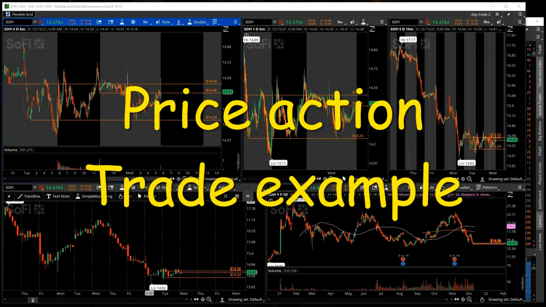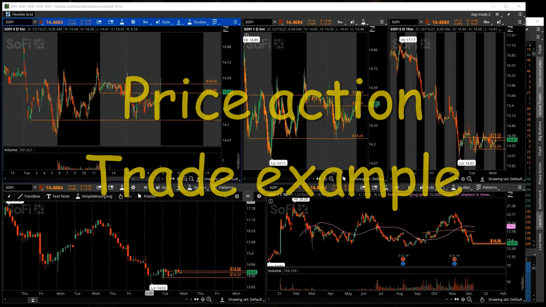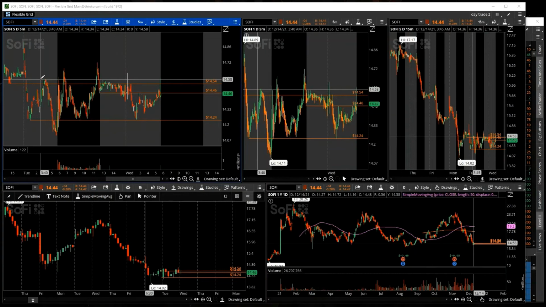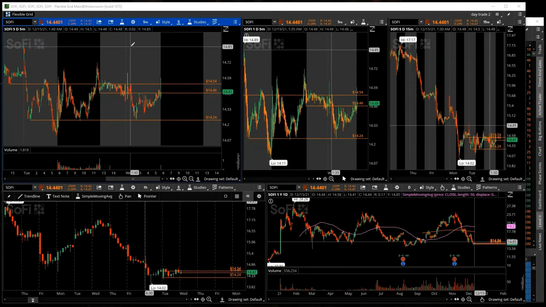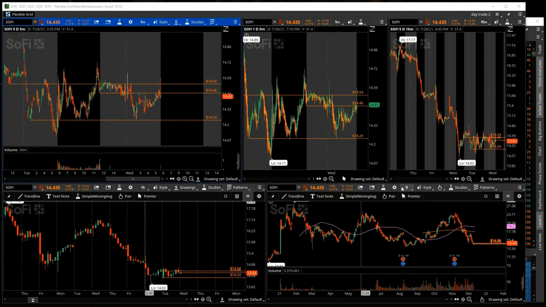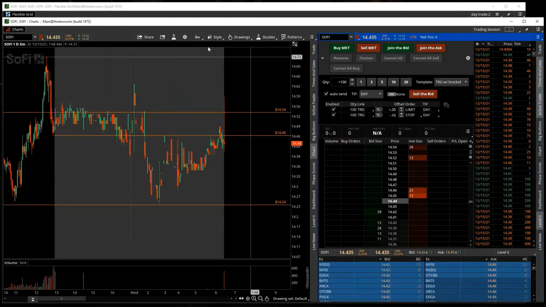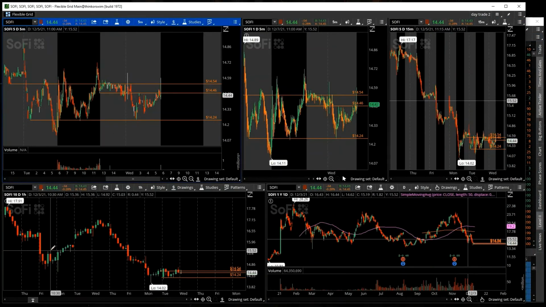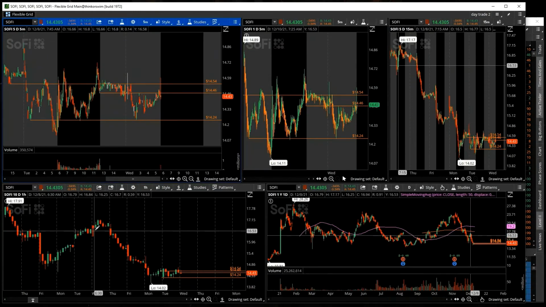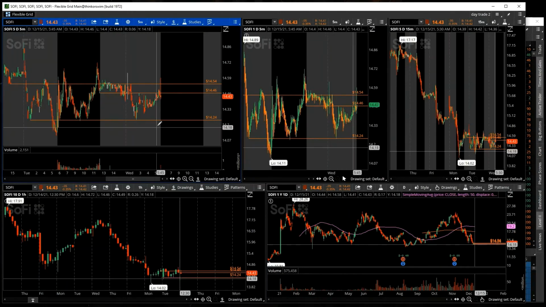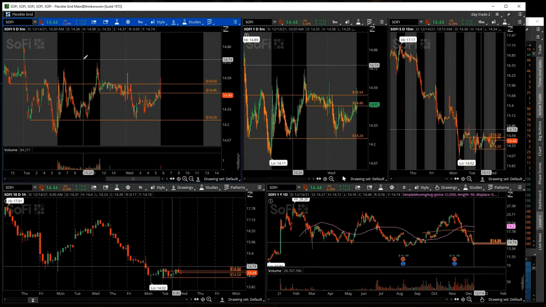Okay, so here's an example of some price action trading on SoFi stock. This is a stock that I've traded before plenty of times, so I am familiar with the way it trades and moves. On this particular stock, I'm using the 5-minute, 15-minute, the 1-hour, the daily, and the 3-minute to trade. And I will just use this to get an idea of the general sense of where the market's going and to find some potential entry and exit points.